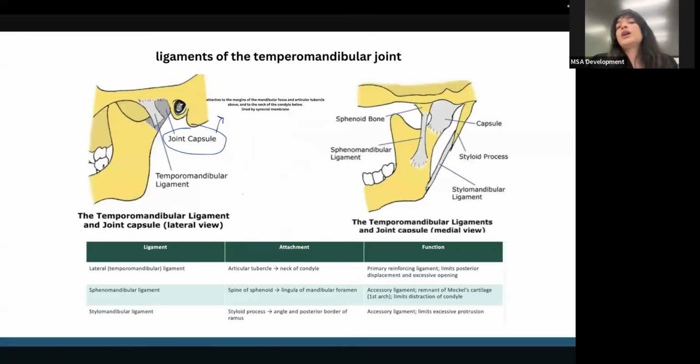Okay, we have to know the ligaments of the temporomandibular joint. So the first one is the joint's capsule itself. Okay, it attaches to the margins of the mandibular fossa and articular tubercle above and to the neck of the condyle below.